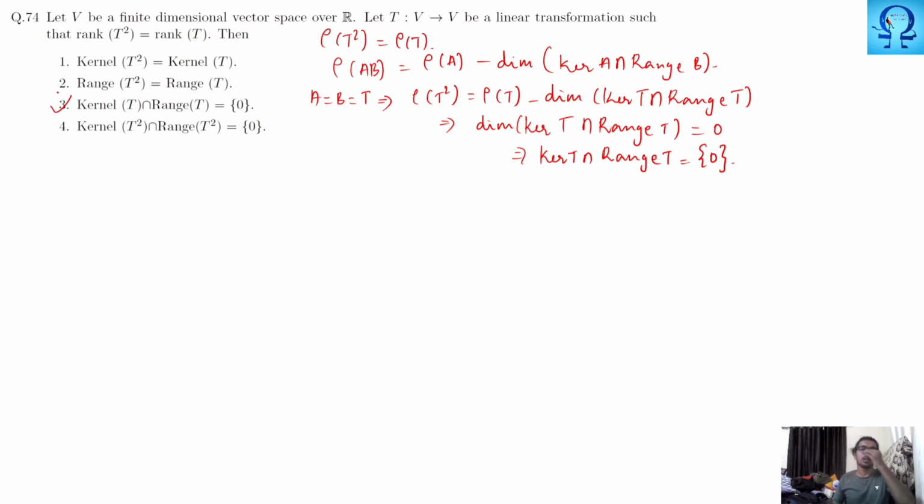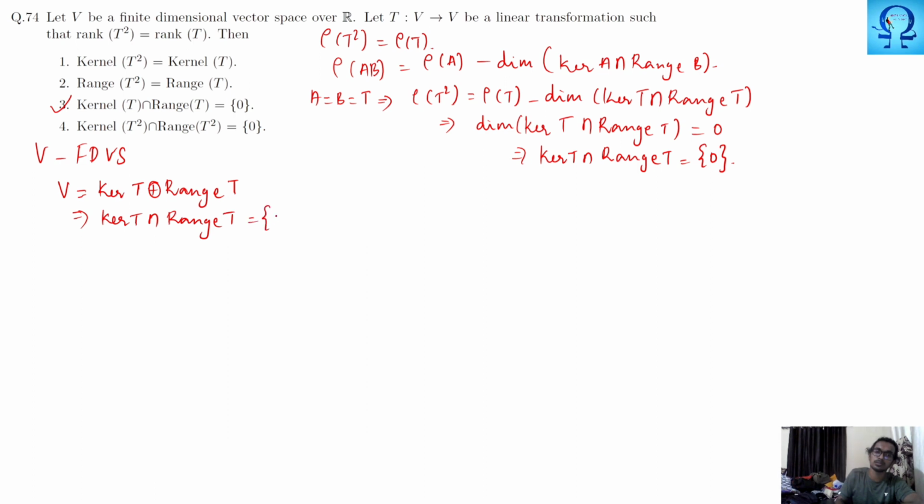Basically, this is one way of proving kernel of T intersection range of T is the set {0}. The other way is this: we know that V is a finite dimensional vector space and T is an operator defined from V to V. So we can split V as kernel of T direct sum with range of T. If it is possible, then it means kernel of T intersection range of T is the set {0}. This is possible only when V is a finite dimensional vector space and T is defined from V to V. So in both ways we can prove option 3 is true.